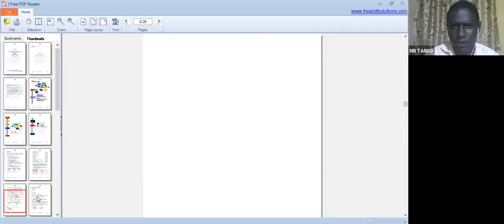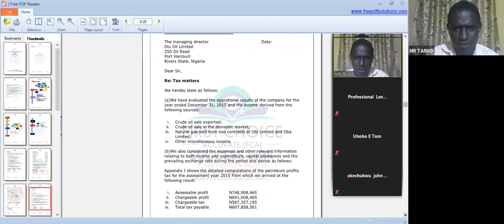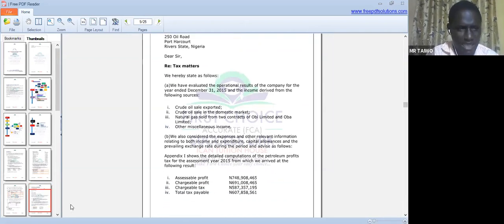Look at your advice solution. The managing director, Olu Oil Limited, Port Harcourt and so on. With tax matters, we hereby state as follows. We have evaluated the operational result of the company and so on. Before we go to the advice, let us first go to the computation. Let us first look at how this will be computed, how they arrive at all the answers.